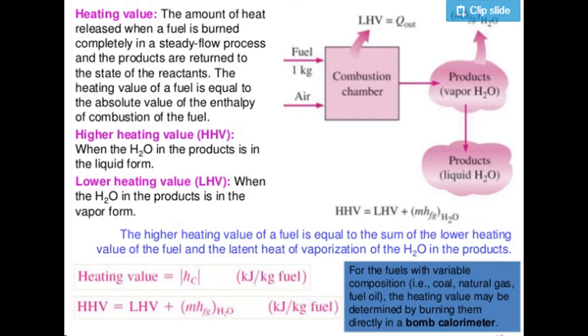So for example, if HFS is this thing, then M into HF, where M is the amount of water formed. That way we can relate the higher heating value with the lower heating value. Now coming to adiabatic flame temperature.